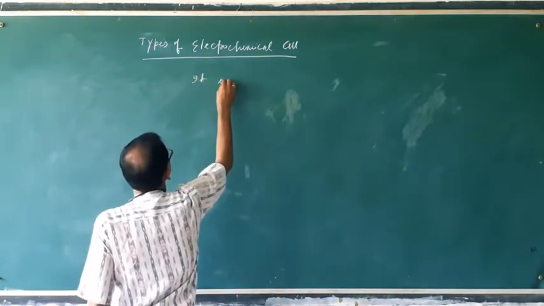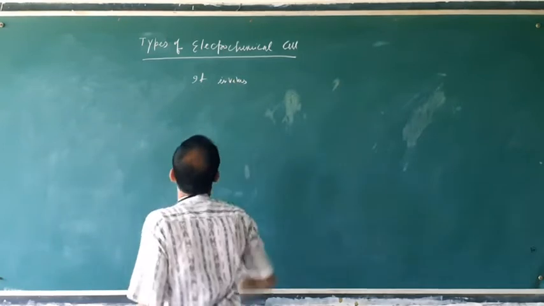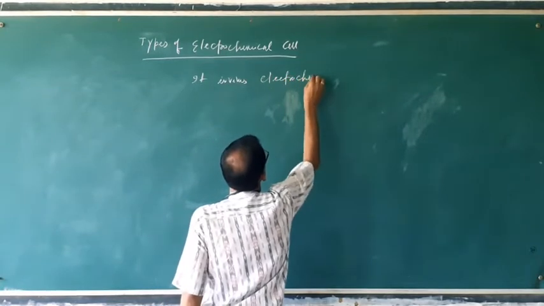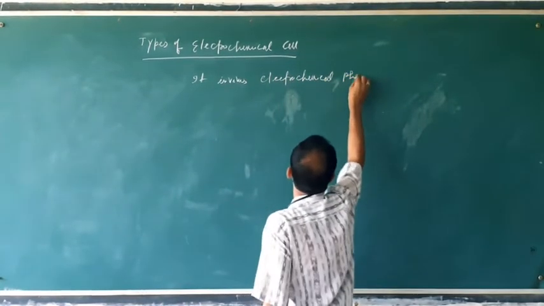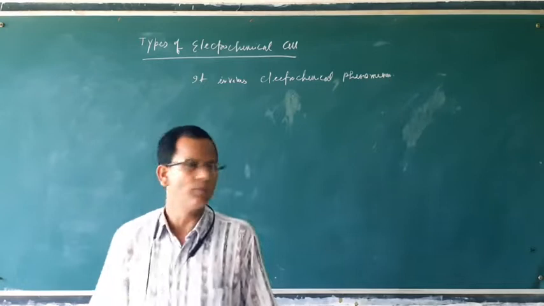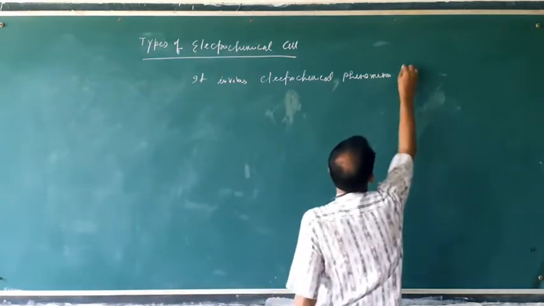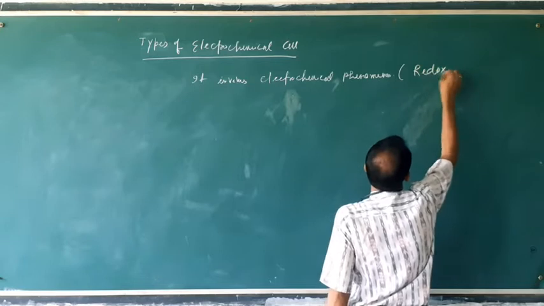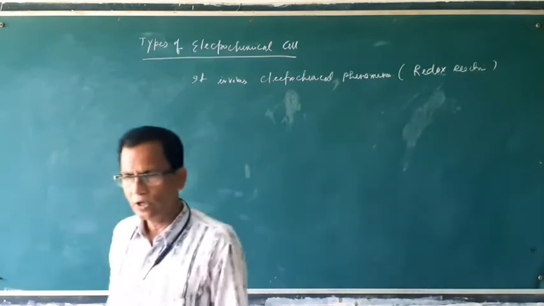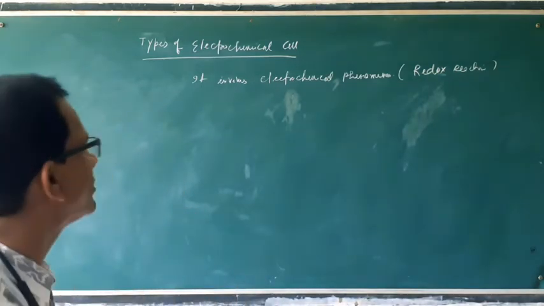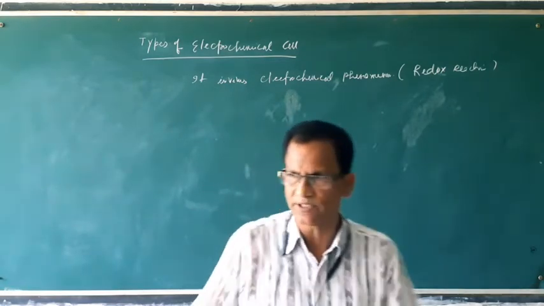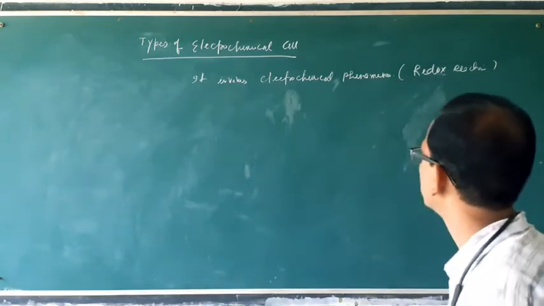It involves an electrochemical phenomenon. Electrochemical phenomenon means that a redox reaction is involved. In all electrochemical cells, a redox reaction takes place, that is, oxidation and reduction reactions take place. Two half reactions take place: one is oxidation, another is reduction.